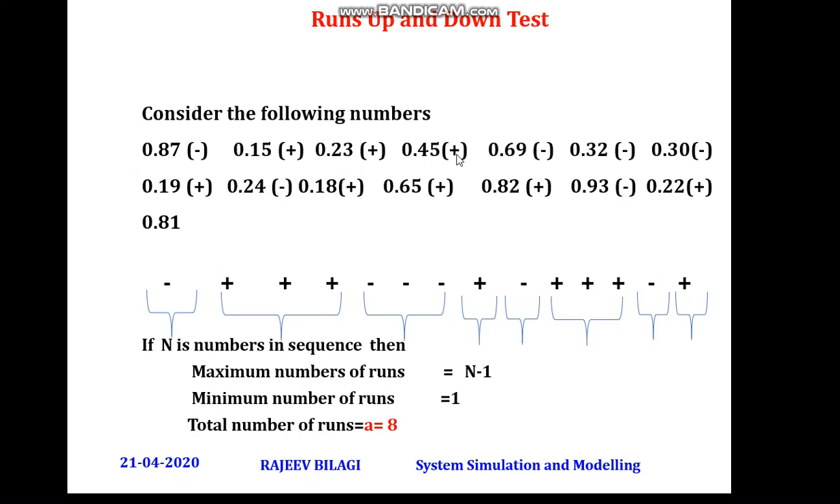Now here also, 0.69 is much larger than 0.45, again it is plus. Now the next number 0.32 is smaller than 0.69, so I am replacing it with minus. Okay, now 0.30 is again smaller than 0.32, so it is minus. Then 0.19, the next number is 0.24, which is larger than 0.19, so plus.